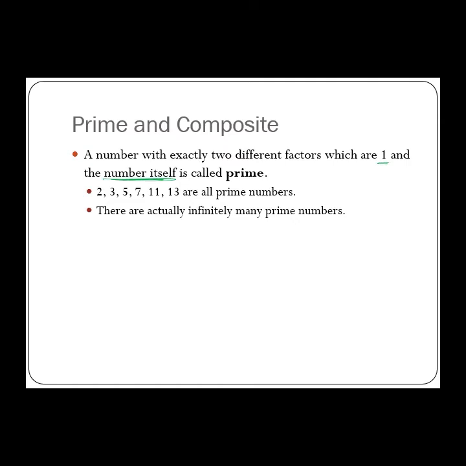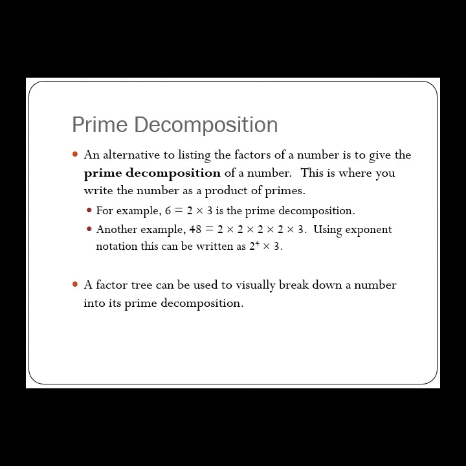10 is not prime because 10 is 2 times 5, so it does have other factors. 6 is not prime because 6 is 2 times 3. And in fact, there are infinitely many prime numbers. But on some of the homework, you're going to be asked to list the prime factors, give the prime decomposition. And in that case, it's saying, what prime numbers do I multiply together to get this particular number? And the technique I'm going to use for that is something called a factor tree.